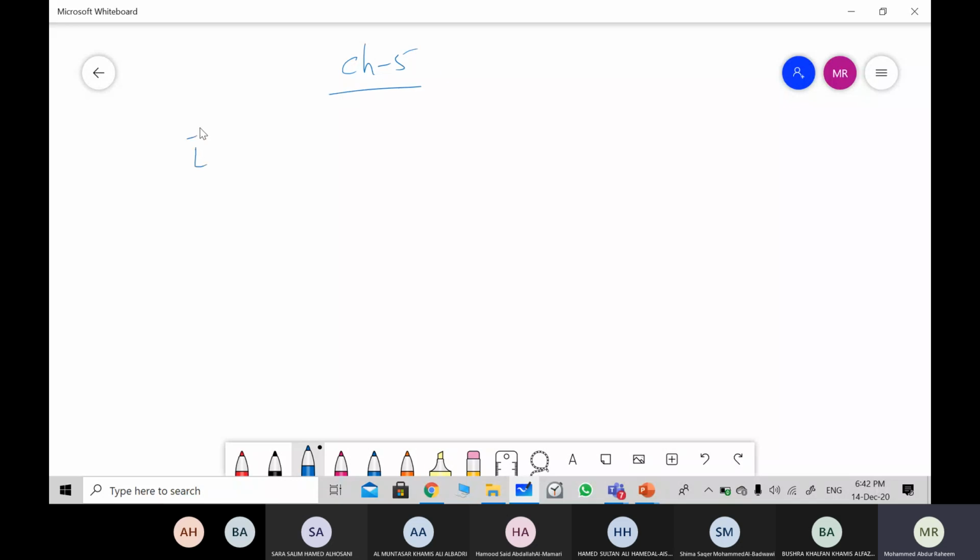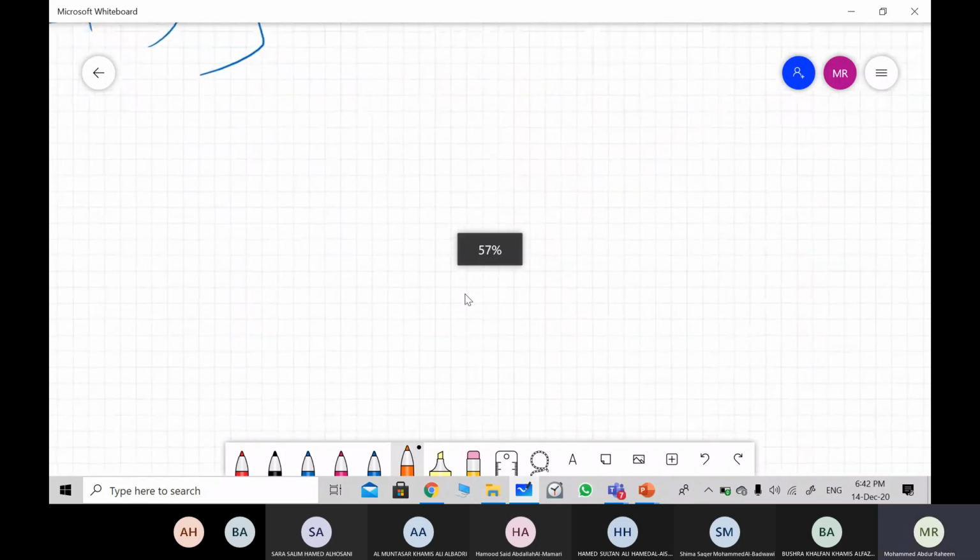For example, how to find L inverse of 1 over s plus 2 whole power 7. Come on. When I wrote the standard rules, L inverse of 1 over s power n, I wrote t power n minus 1. Now, can I apply this here?